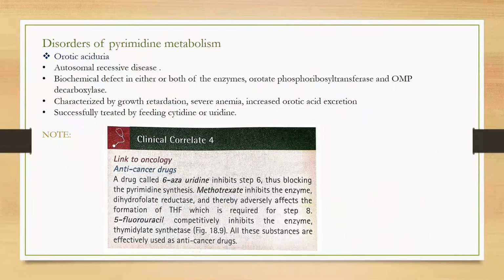Now you can think of some oncological relation. The anti-cancer drug 6-azauridine inhibits step 6, thus blocking pyrimidine synthesis. Methotrexate inhibits the enzyme dihydrofolate reductase and thereby adversely affects the formation of tetrahydrofolate, which is required for step 8, and 5-fluorouracil competitively inhibits the enzyme thymidylate synthetase. All these substances are effectively used as anti-cancer drugs because they inhibit nucleic acid synthesis and hamper cell division.